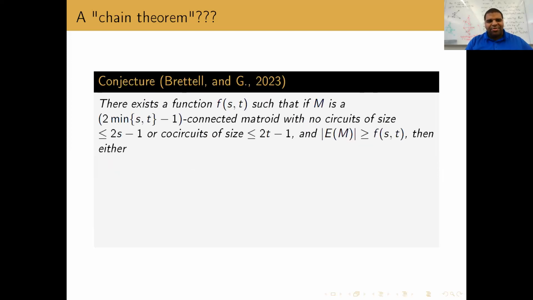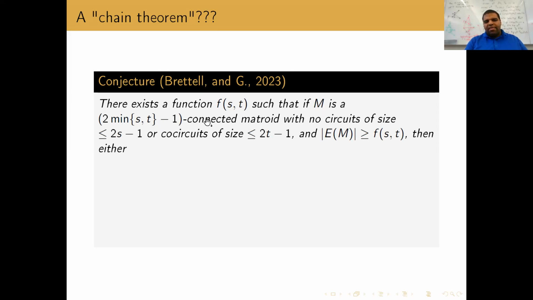So I've got now 3 question marks. So it seems to make sense that maybe we could generalize this to the ST situation. So we put this conjecture in here. There's just a function f of S, T, where you take 2 times the minimum of S, T minus 1.